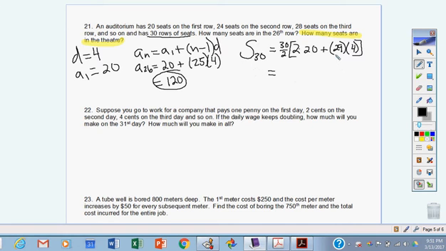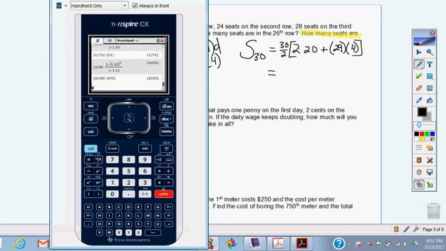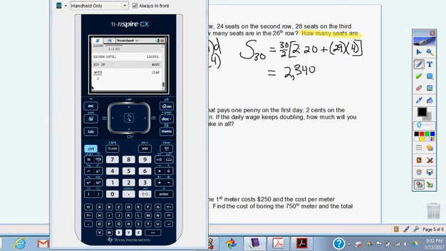So what do we got here? 30 times 4 would be 120. Back off. So we got 116 plus 40. So 156 times 30 divided by 2. I struggled there. Okay, so did I say 116 plus 40? So 156 times 30 equals that, divided by 2. And there's 2,340 seats in the theater, the auditorium. All right, moving along here.